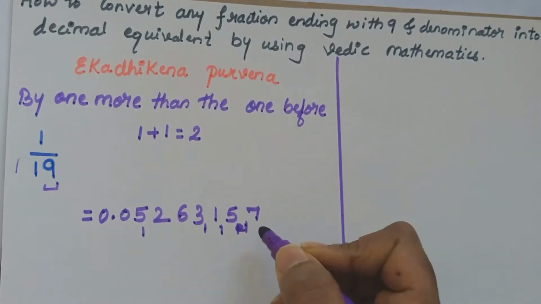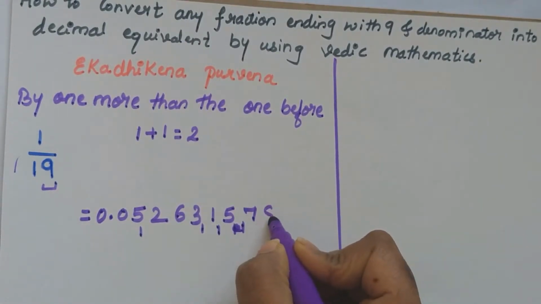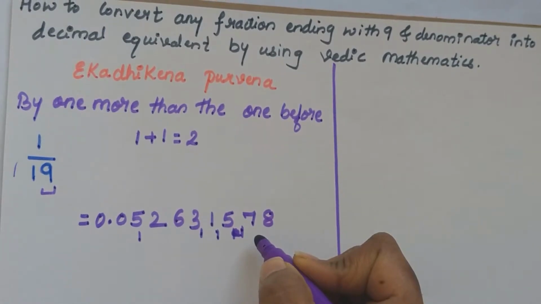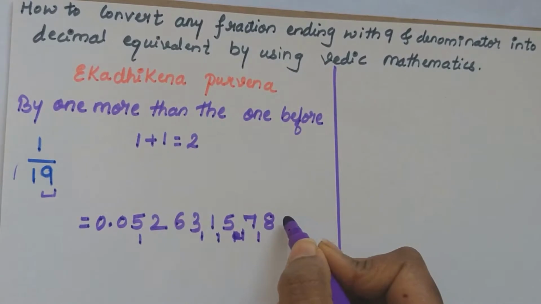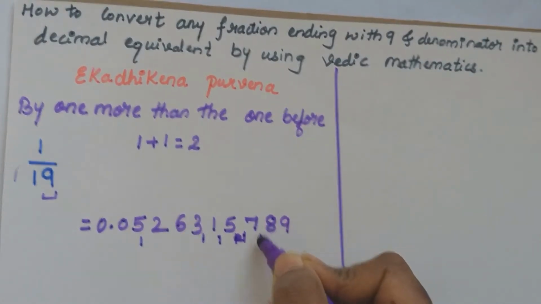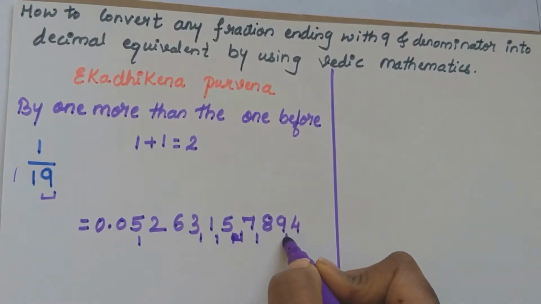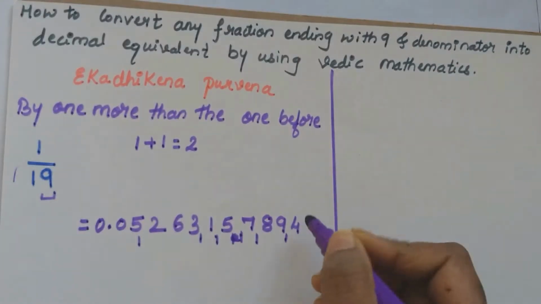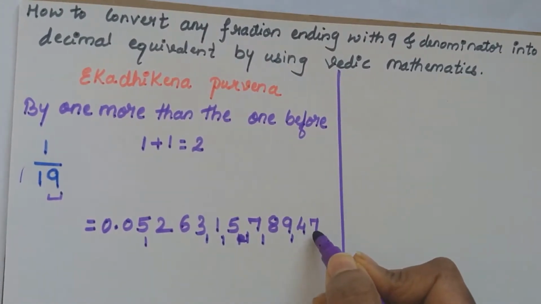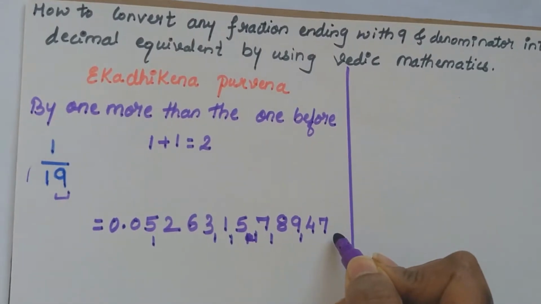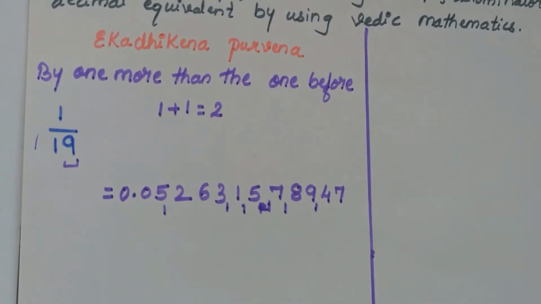Okay, it became 17. 2 8s are 16, so the remainder is 1, it became 19. 2 9s are 18. Now again 2 4s are 8, remainder is 1, it became 14. 2 7s are 14. So you can stop up to here, or if you go on solving it, again you will be getting the recurring values.